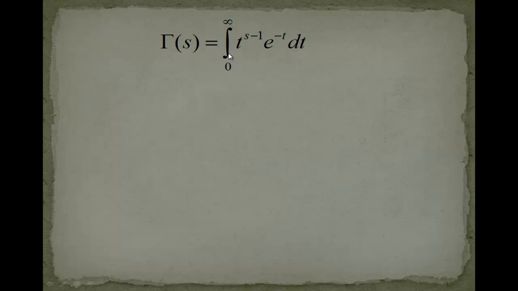Okay, we have the definition of the gamma function from 0 to infinity, t to the s minus 1, e to the minus t dt. Very important, this representation only converges for s, or better, the real part of s being positive.